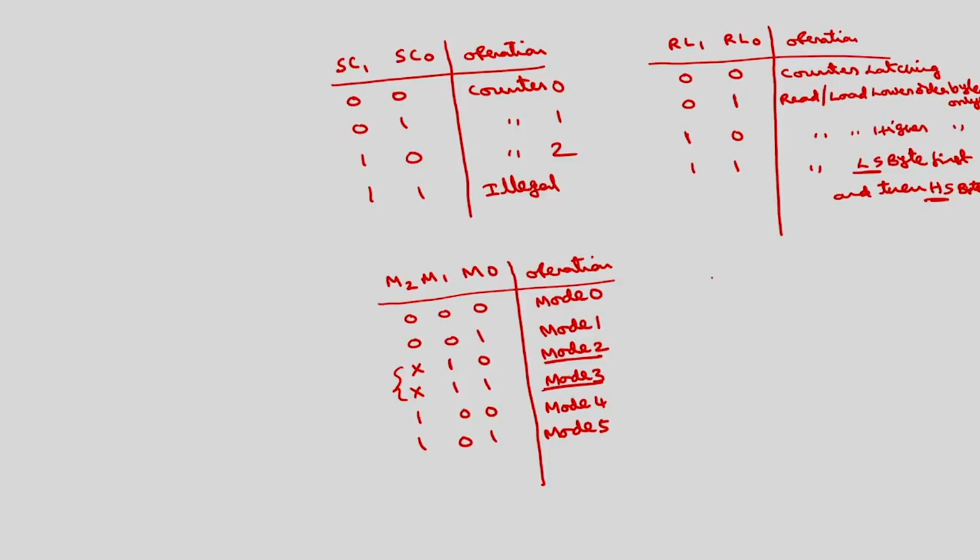And then the last bit is BCD. If this bit is 1, BCD count. If this is 0, binary count. This is about the control register. Now, how to interface this 8254 to the 8086, how to operate in 5 modes, how to generate precise delays, and how to generate the square wave and different waveforms, that we will discuss in the next lecture. Thank you.